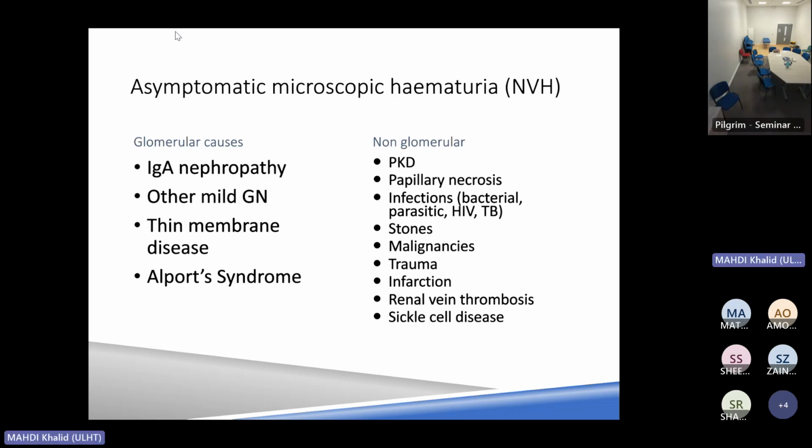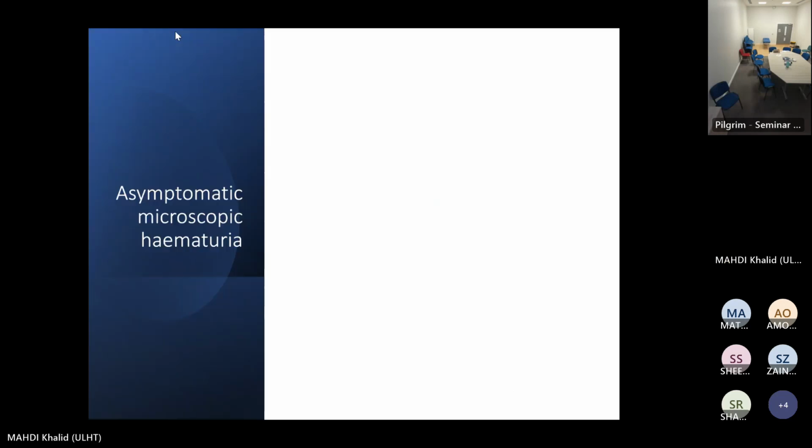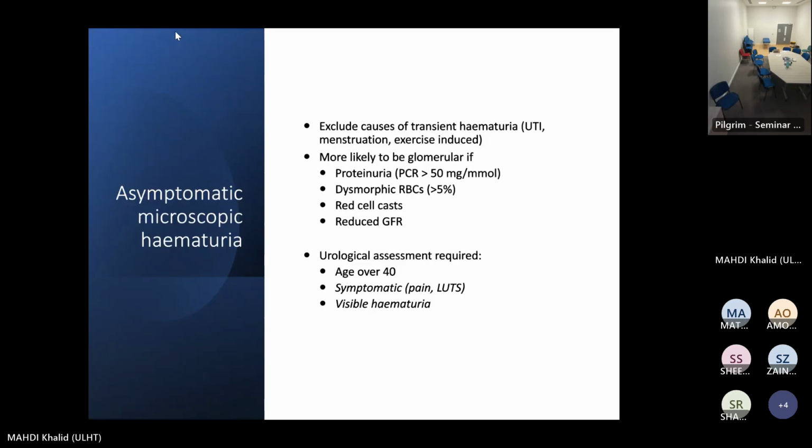If they are younger, or if they have renal impairment, hypertension, or proteinuria associated with it, then it sounds more like a renal cause rather than urological. It's more likely to be renal if you've got proteinuria, dysmorphic red blood cells, casts, and low GFR. Sorry, I don't get the significance of casts in indicating glomerular disease.